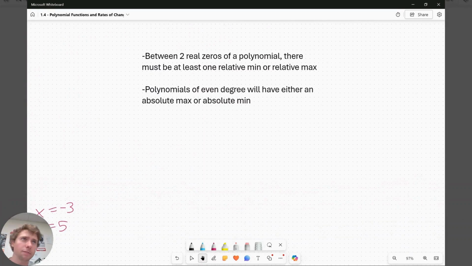From there, we discussed fun facts about polynomials. These are just ideas that we're going to learn throughout the year. One idea is between two real zeros. Realize a 0 is an x-intercept. That's one way we can define a 0. But between two x-intercepts, or two real zeros of a polynomial, there must be at least one relative min or max. Let's talk about that.